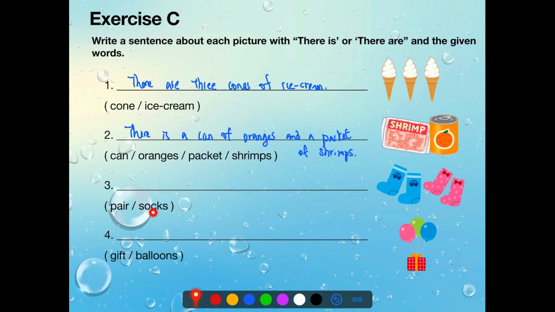Number 3, pair, socks. You can see there are 2 pairs of socks. Number 4, gift, balloons. There is a gift and 3 balloons. Or you can say there are 3 balloons and a gift.